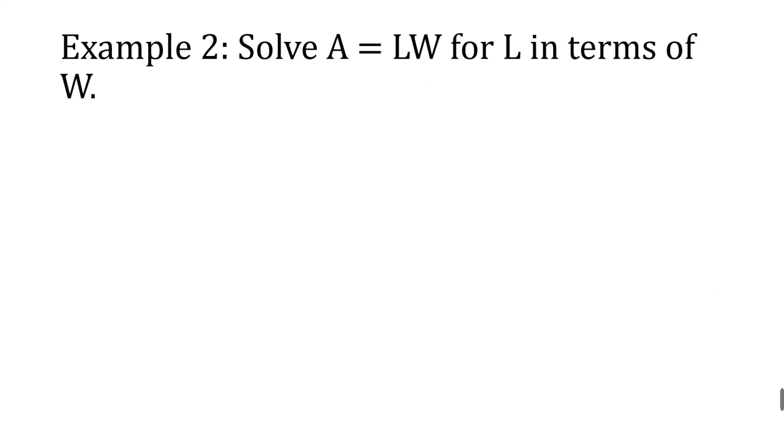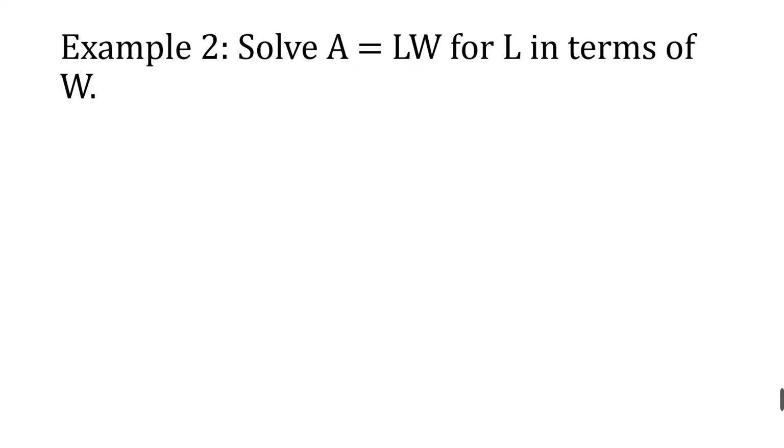Okay, here's another example. Solve A equals LW for L in terms of W. What we're dealing with in these literal equations is often formulas. This is a mathematics formula, but there are formulas for physics and chemistry that are literal equations. You probably already learned how to solve some literal equations in physical science and just didn't realize it. This one is actually A for area, L for length, and W for width. Area equals length times width, and that's for the area of a rectangle or a square.